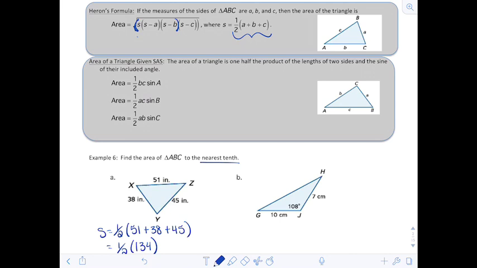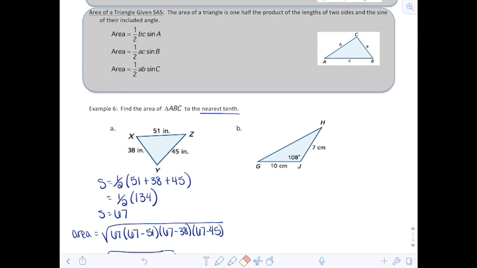So if you're given A and B and C, that side angle side, it would be 1/2 of B times C times the sine of A. If you were given angle B and sides A and C, there's side angle side again. It would be 1/2 of A times C times the sine of angle B, and vice versa with C. So it's half the product of the two sides and the sine of that angle. So let's look at example 6, letter B, and we'll apply this one. So we have side angle side, 10 centimeters, 7 centimeters, and 108 degrees.